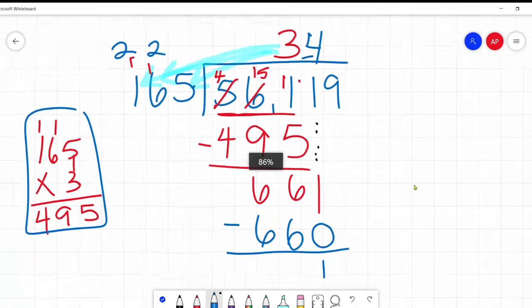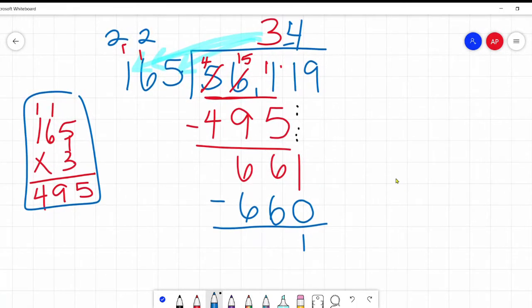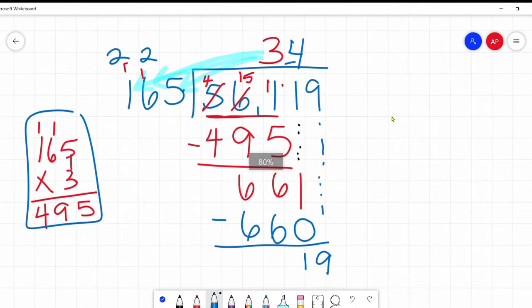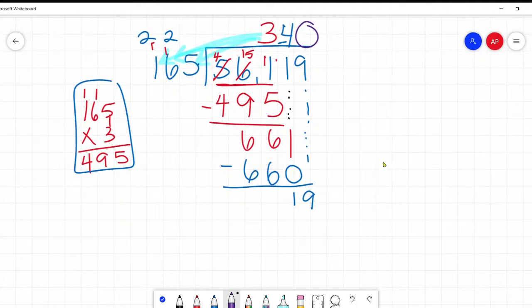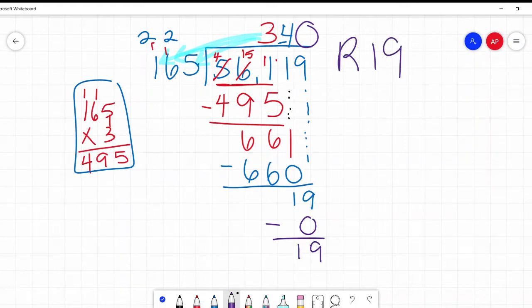165 does not go into 1. So I bring down my last number, 9. Does it go into 19? No, it doesn't. But I don't just say, oh, well, there's nothing else to bring down, I can't do anything. I brought a number down, so I have to write a number above it. There has to be a number above every one. So does 165 go into 19? No. I write a 0. And we can multiply it back. 0 times 165 is 0. That leaves us with a remainder of 19.